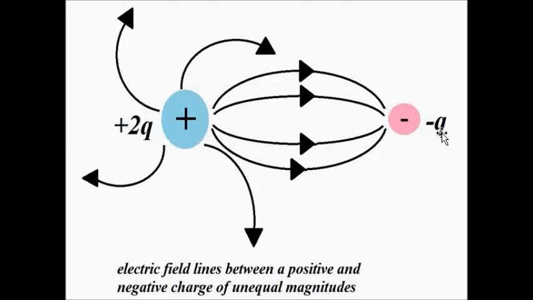Okay, 2q magnitude, and the negative charge has a magnitude of minus q. The magnitude here is 2q, so twice that of the negative charge. So again, if we examine the properties, from the positive charge only the field lines are emerging, they are originating, and at the negative charge the field lines are terminating.